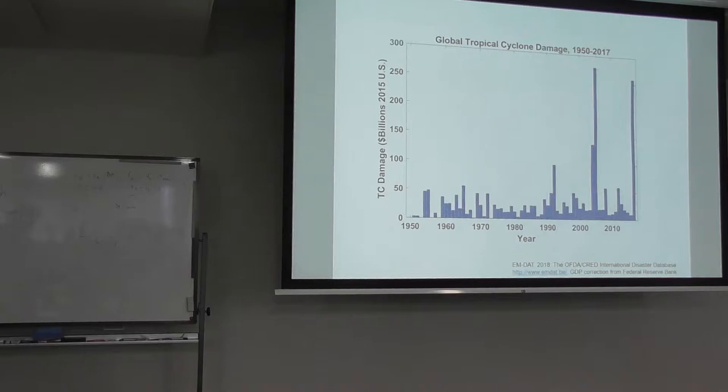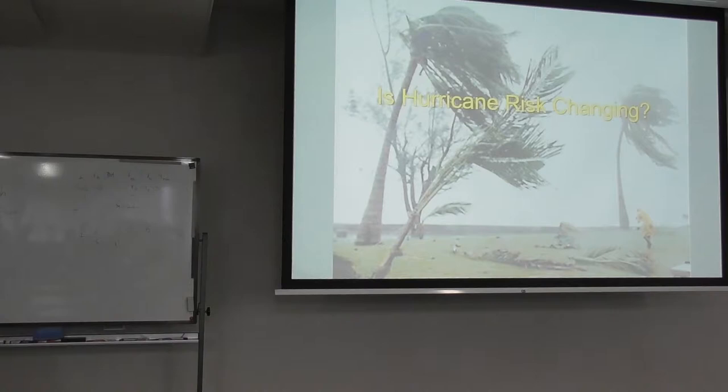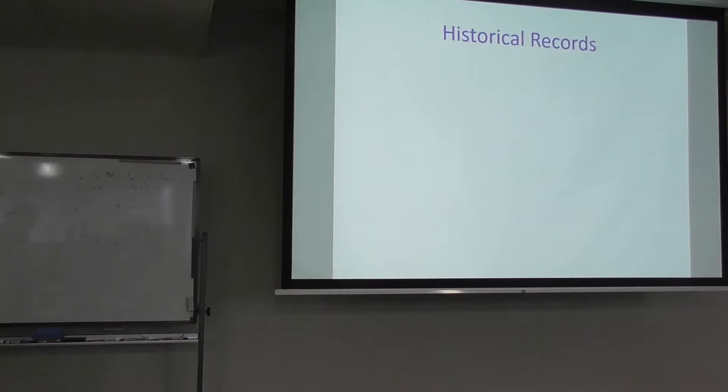We can also ask, is hurricane risk changing over time independent of the demographics? That's a very difficult question. It's very hard to answer from historical records, and the reason is how these records are collected. Before the middle 1940s, most of what we know about tropical cyclones comes from newspaper accounts, ship's logs, and other random sources of information. There's nothing really very systematic about attempts to collect that data.